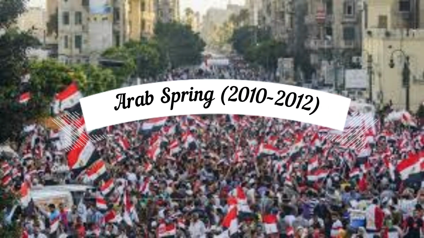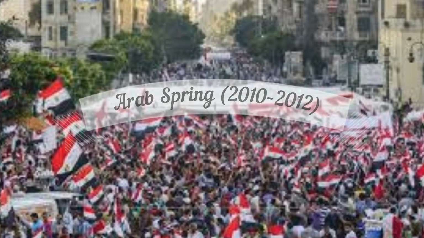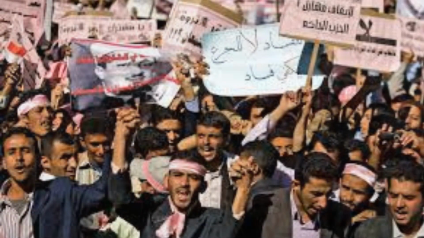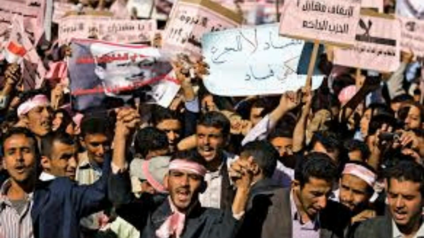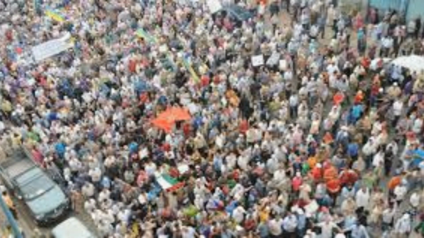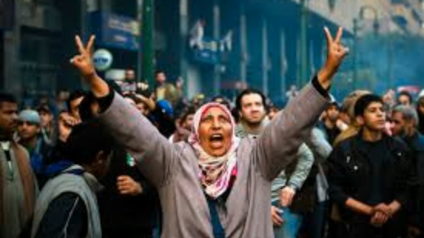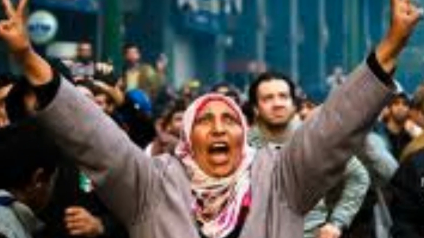2010 to 2012, a series of pro-democracy uprisings across the Arab world, leading to significant political changes in countries like Tunisia, Egypt, Libya, and Syria. The outcomes varied, with some countries achieving regime change and others facing prolonged conflict.